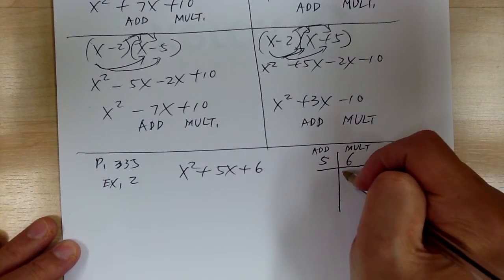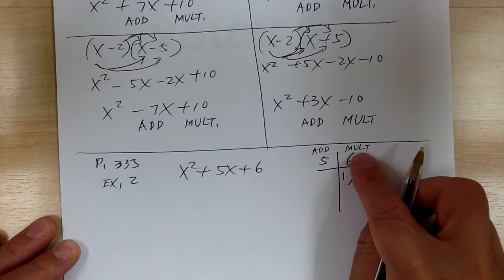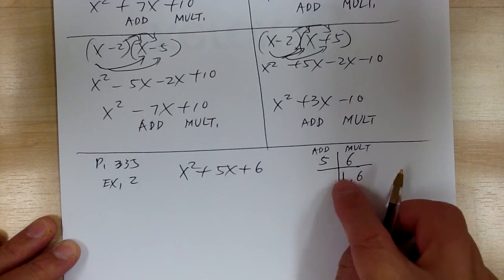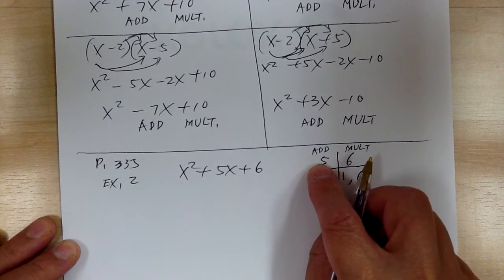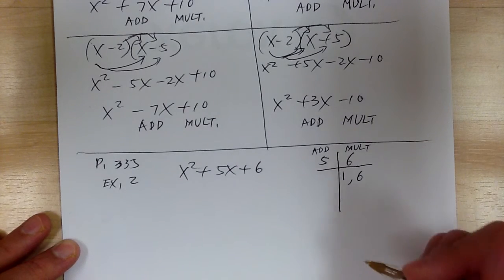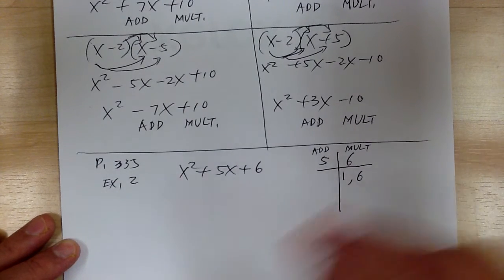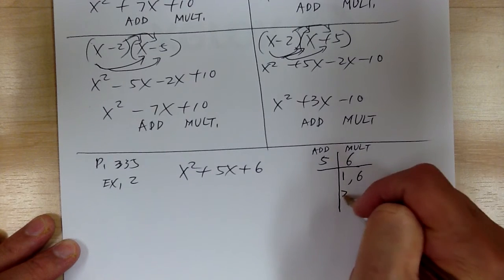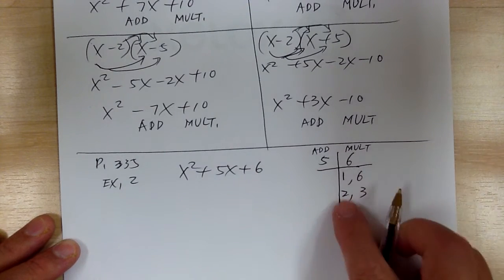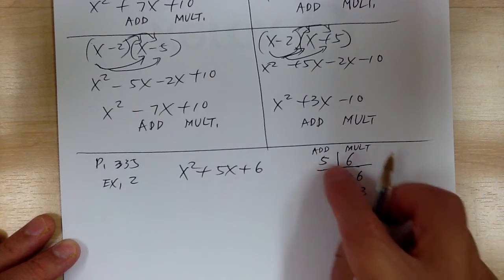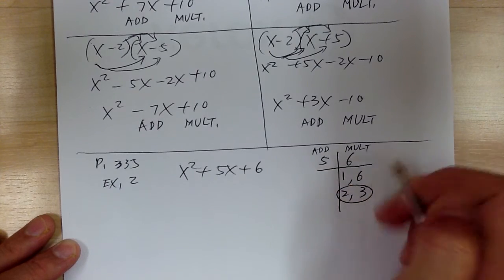You've got 1 times 6, which gives you 6. But 1 plus 6 does not give you 5. So you go to the next one. It's easier and quicker if you just start with 1 and go down in steps. So 2, 3, and that's it. 2 times 3 gives you 6, 2 plus 3 gives you 5. So this is the correct combination.